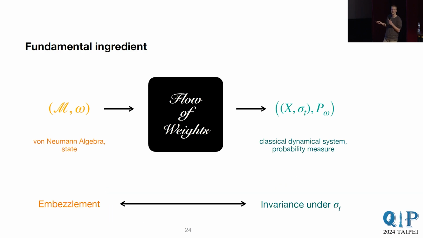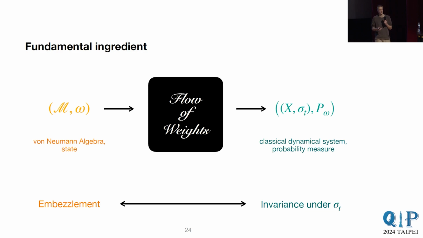So maybe let me tell you a bit more about these. Sorry, forgot something. The thing that we're interested in, of course, is the embezzlement. So we're interested in whether the state omega is embezzling, and it will turn out that this corresponds, under the flow of weights, to invariance. So we will see that the state omega is an embezzling state if and only if the spectral state is invariant. And that then lets us decide questions like, does there exist an embezzling state on this factor?